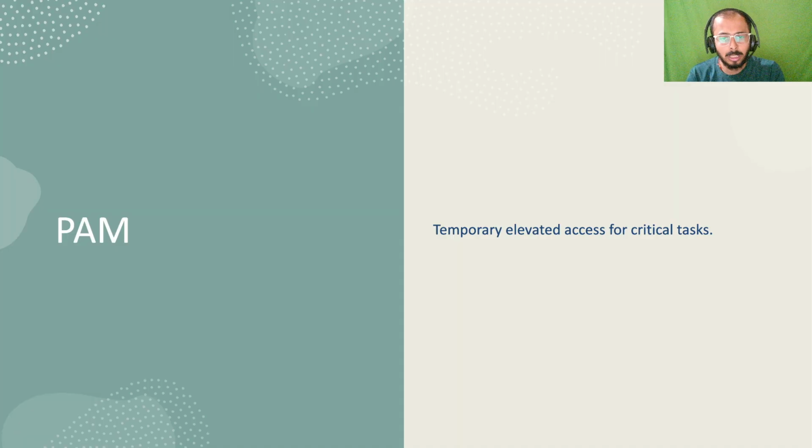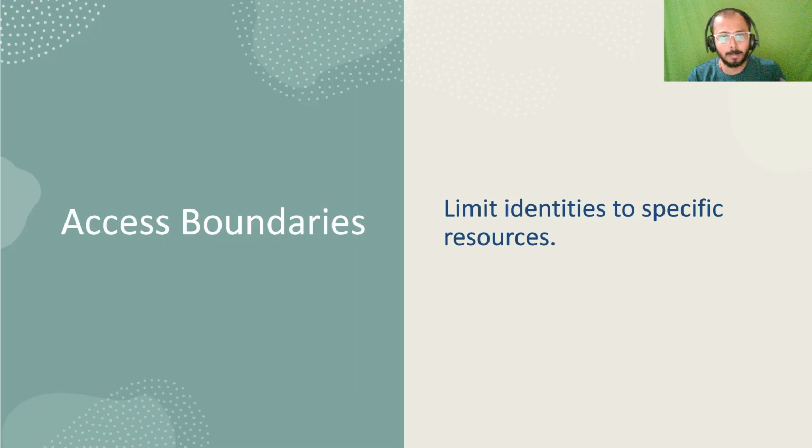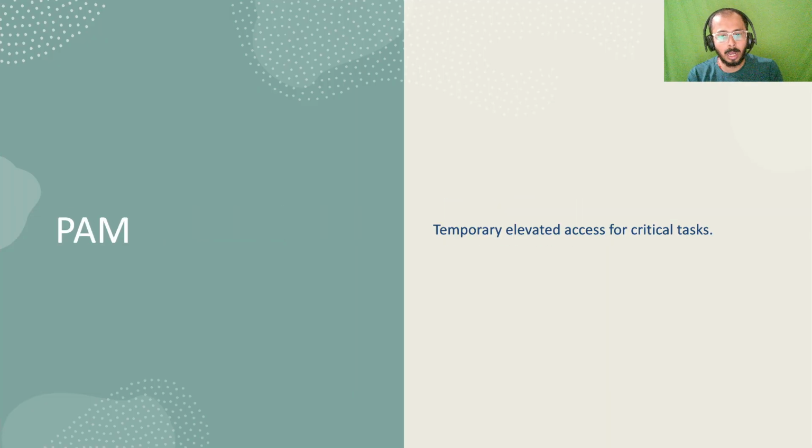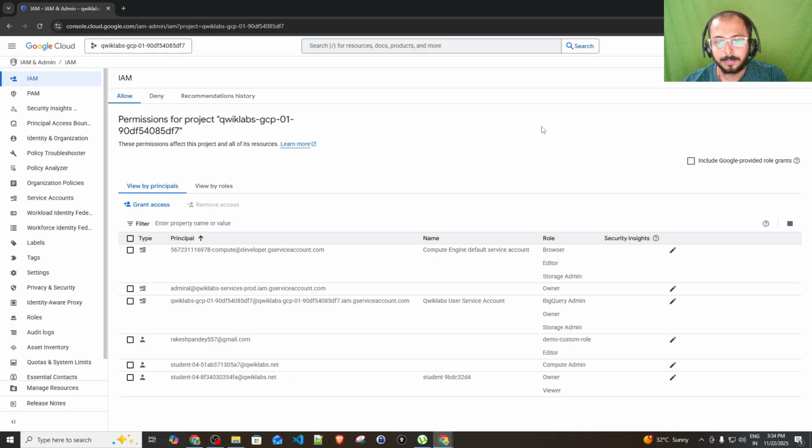Now I'll actually show you how this works in Google Cloud. I will show you everything, like how we can provide least privileges to a user, how you can maintain access boundaries, and how you can use PAM in Google Cloud. So okay, now I'll show you how we can do this on Google Cloud, how we can use our least privileges, and how we can define the access boundaries.